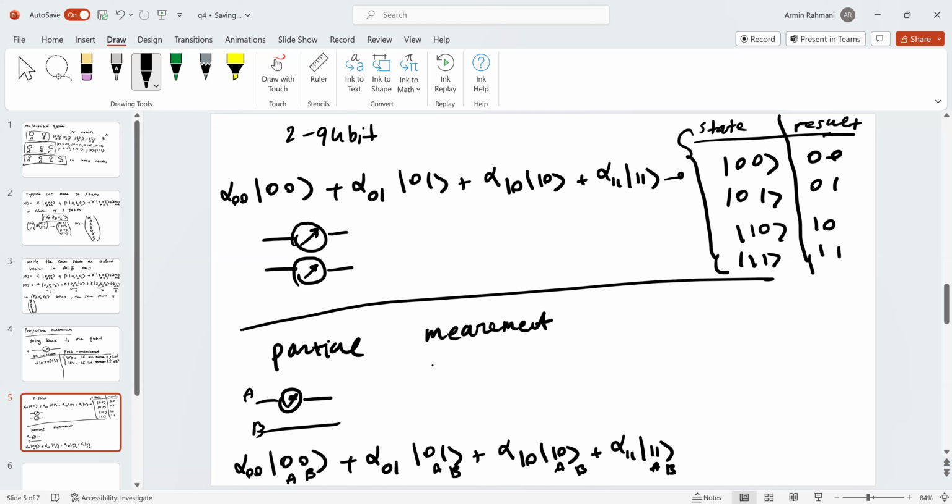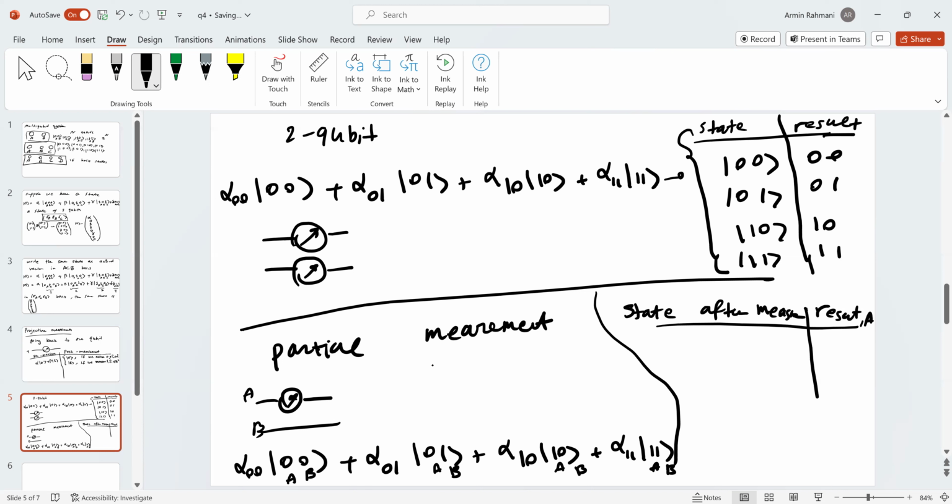So again, let's do the same type of table. State after measuring, and this is going to be the result for A. So if I measure that 1 qubit, there are two things that can happen. I find 0 or I find 1.